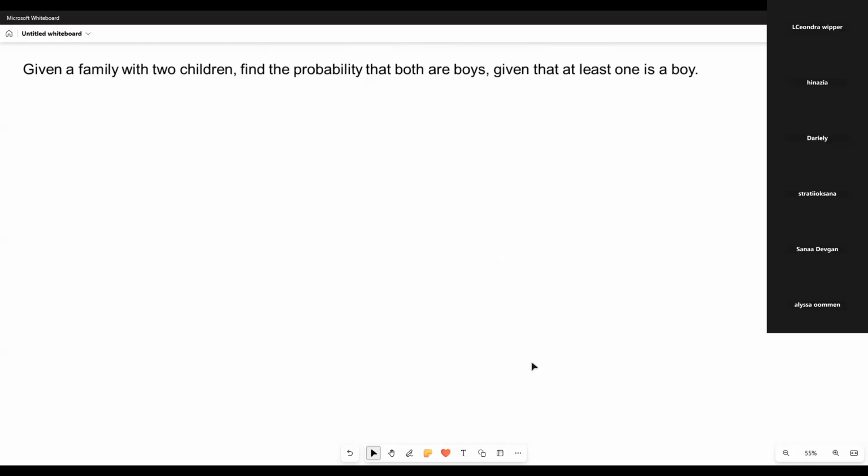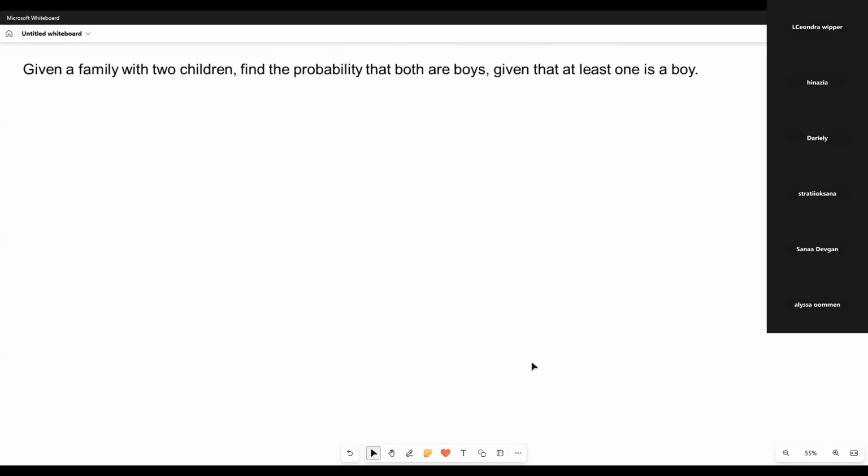Given a family with 2 children, so a couple who decide to have children, but just 2. Okay. So find the probability that both are boys, given that at least one is a boy.